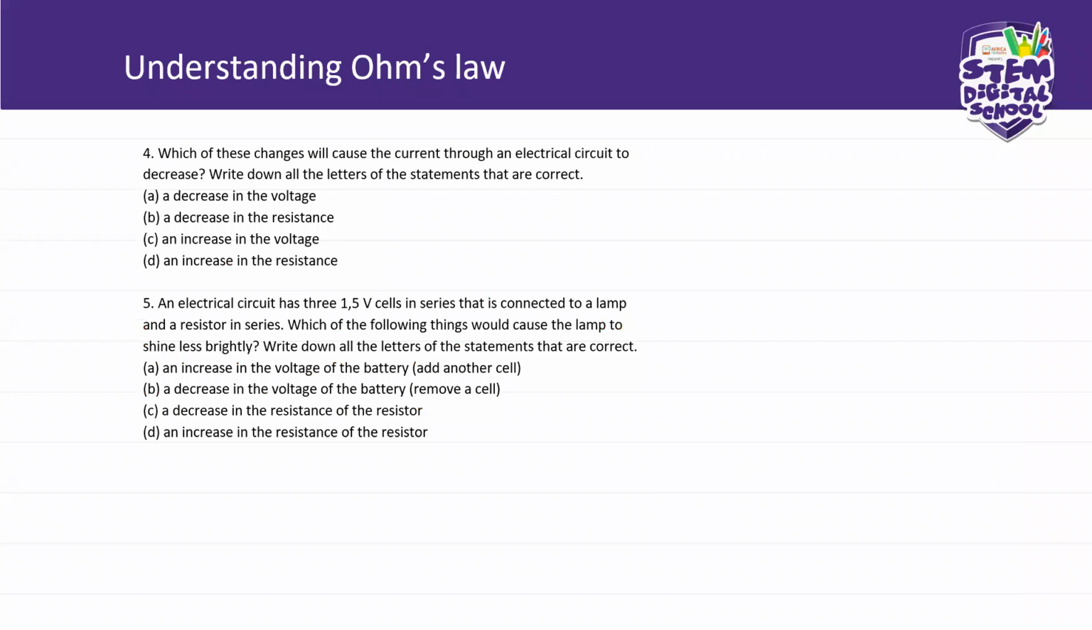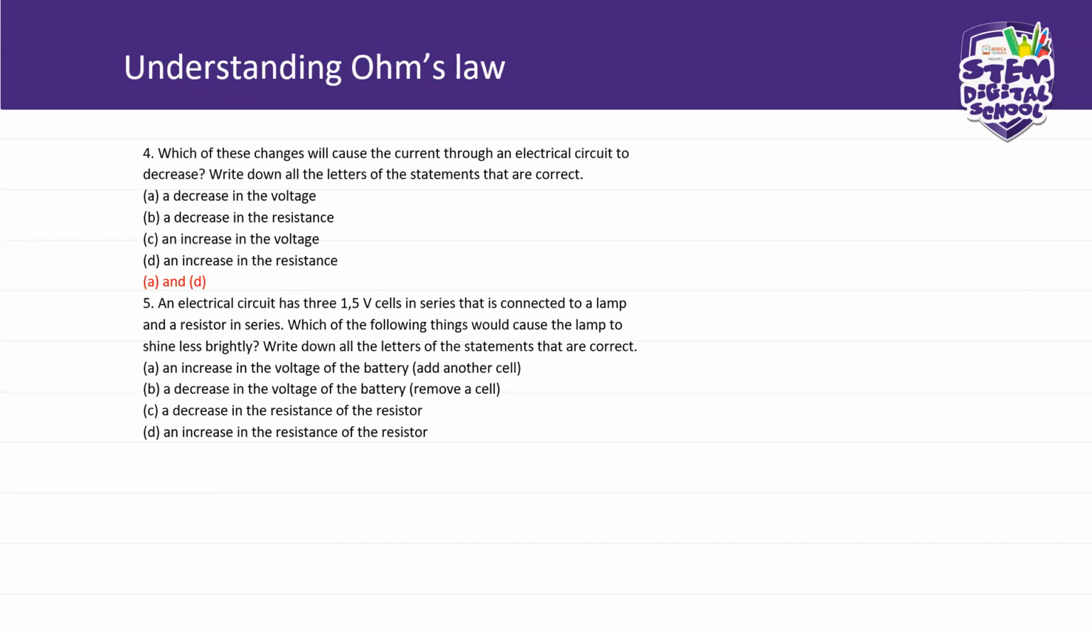Which of these changes will cause the current through an electrical circuit to decrease? Write down the letters of the statements that are correct. A decrease in the voltage, a decrease in the resistance, an increase in the voltage, an increase in the resistance. What is it that will decrease the current amongst these? A and D. Correct.